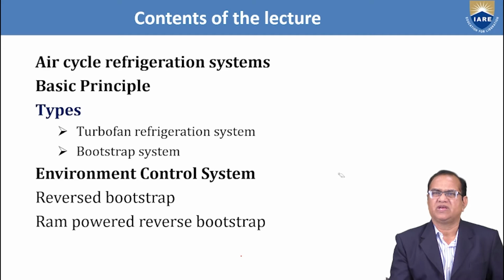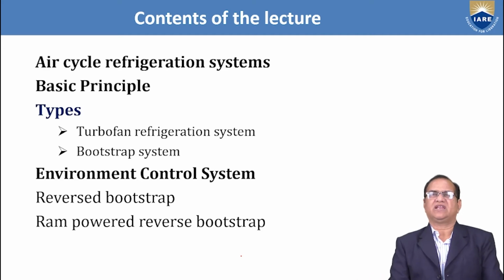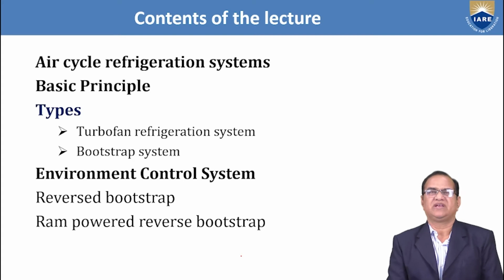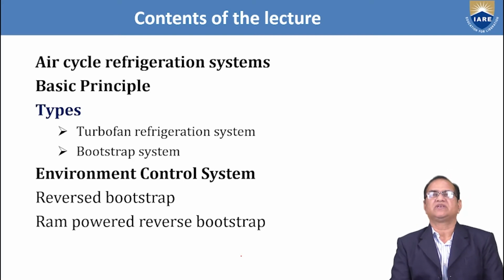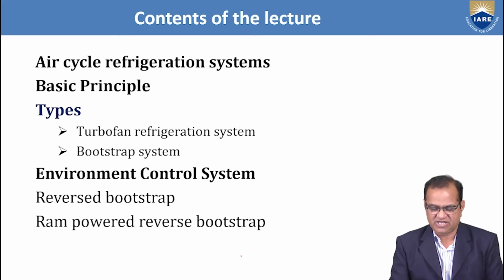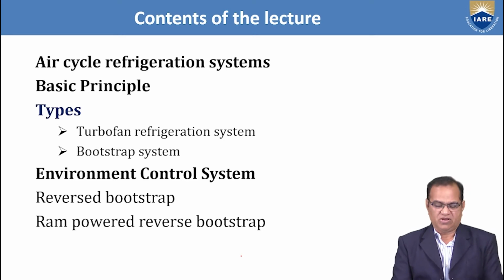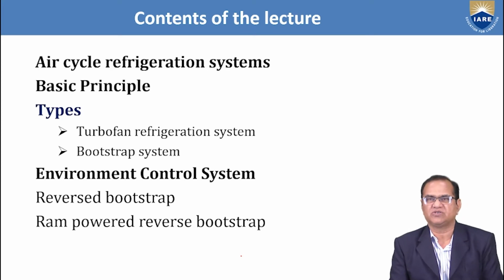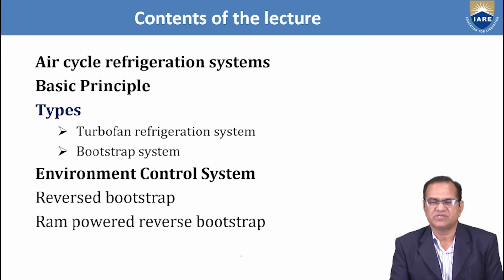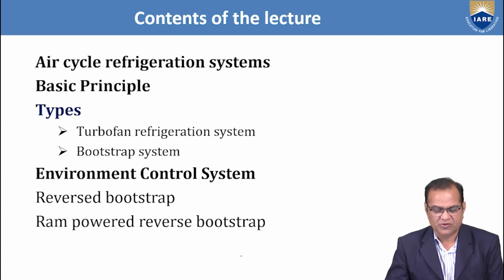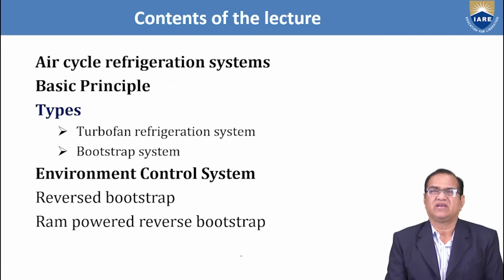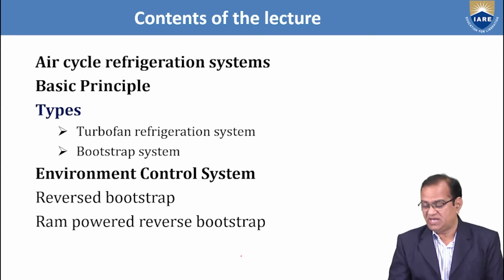Okay, so here we have the air cycle refrigeration system and its basic principle. How do air cycle refrigeration systems work? We will cover the basic principle, types, turbofan refrigeration system and bootstrap system. If you talk about the environmental control system, reverse bootstrap and ram powered reverse bootstrap can be used in this type of system. So why do we need air conditioning and pressurization of the cabin?